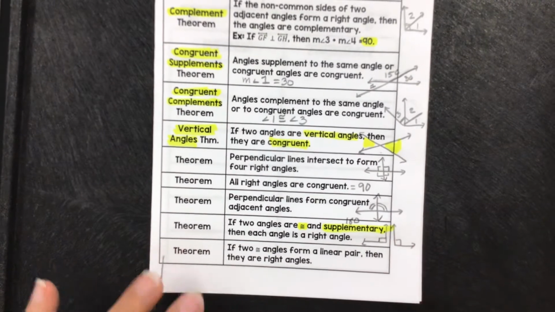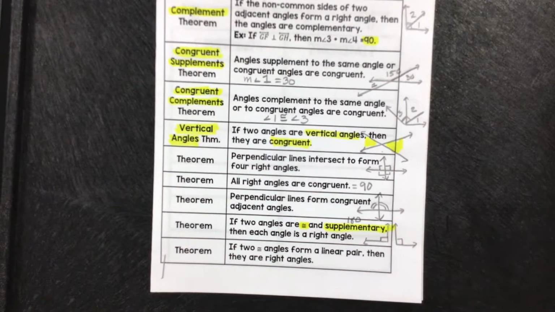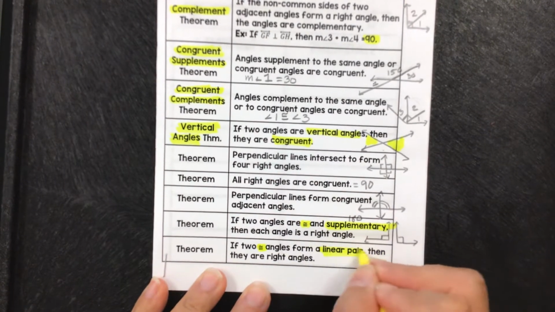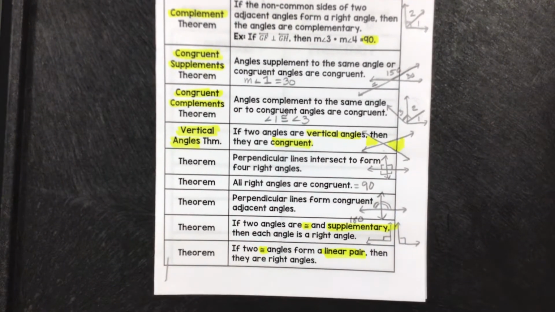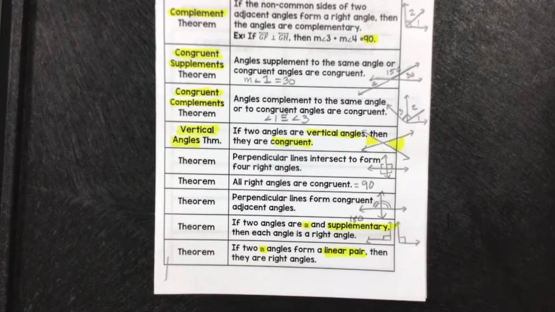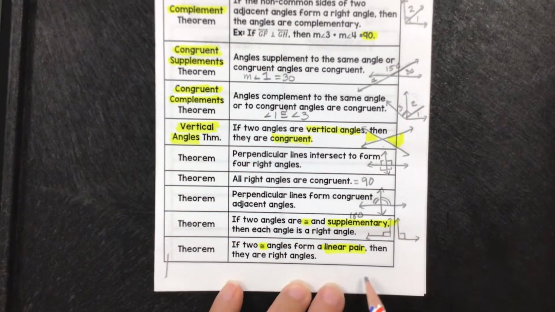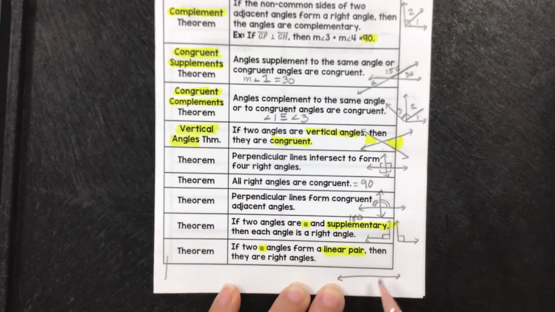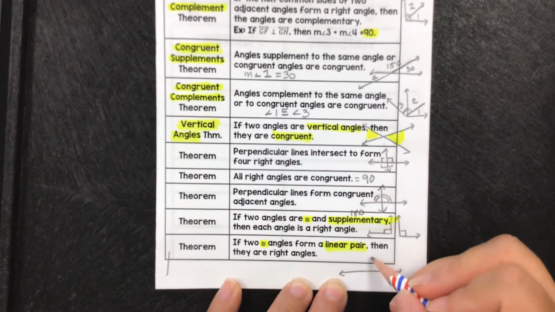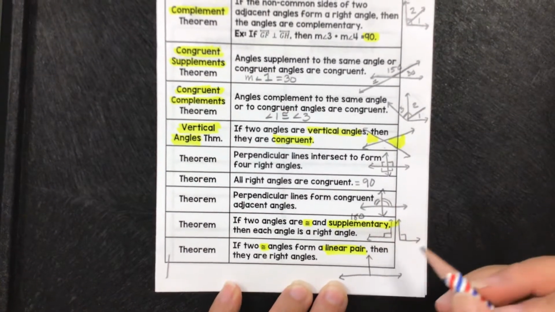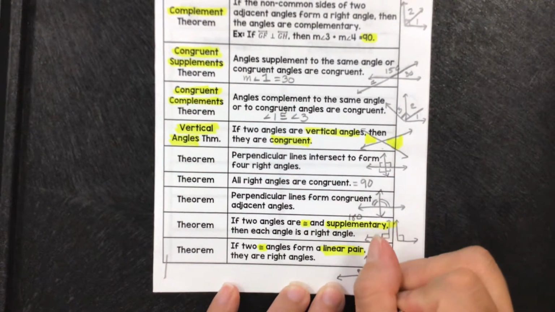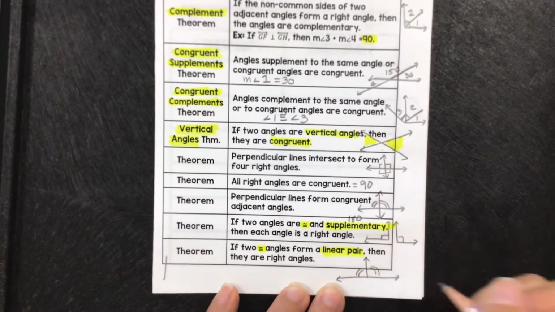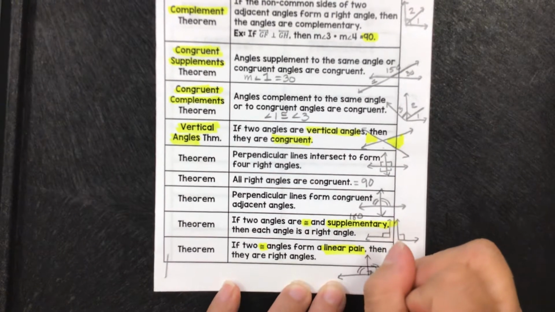A linear pair. So this one says if two angles form a linear pair and are congruent, then they are right angles. So this picture is stuck together, because remember, a linear pair is two angles that give you 180 degrees. But they're telling us that they're equal to each other. That means that they have to be 90 degrees.